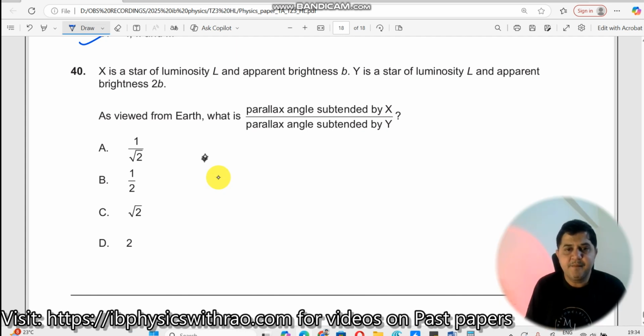Question number 40. X is a star of luminosity L and apparent brightness B. Y is a star of luminosity L and apparent brightness 2B. As viewed from Earth, what is the parallax angle subtended by X? Parallax angle subtended by Y.